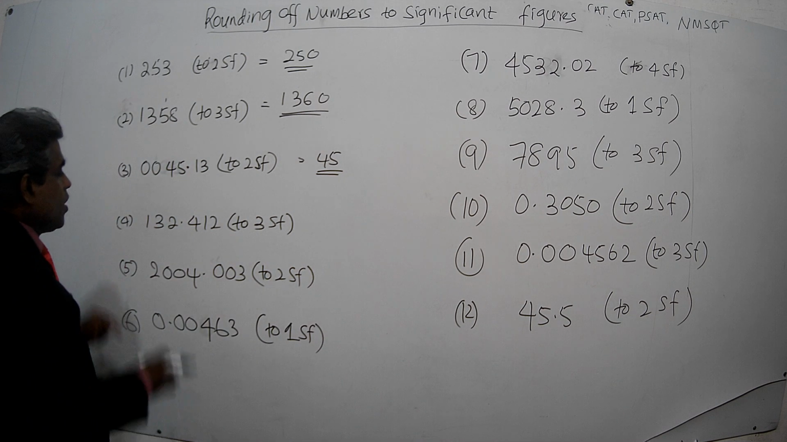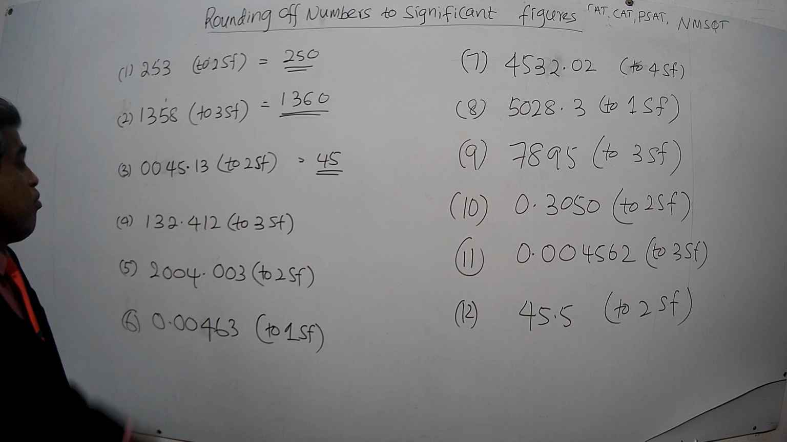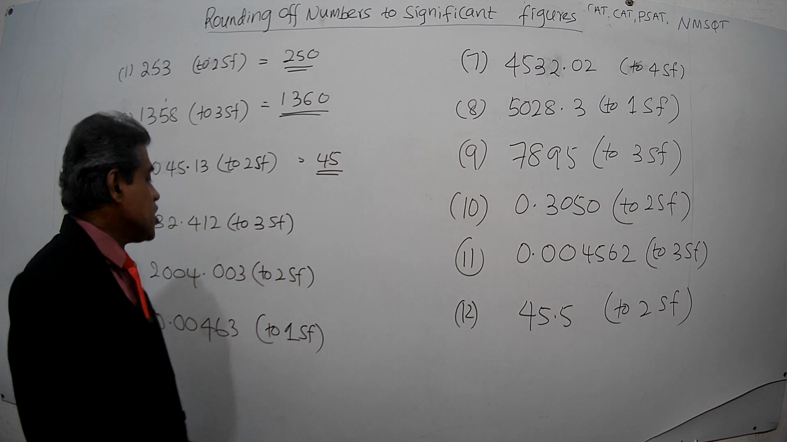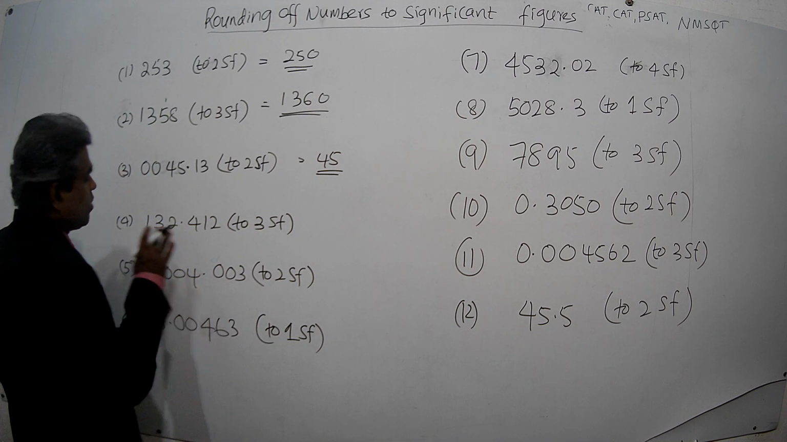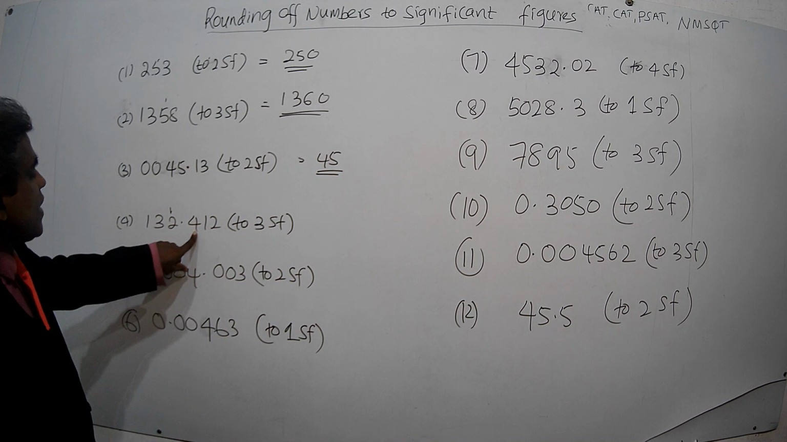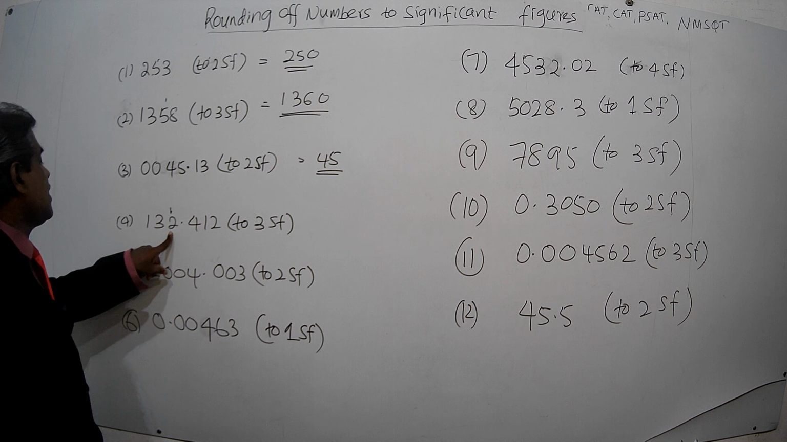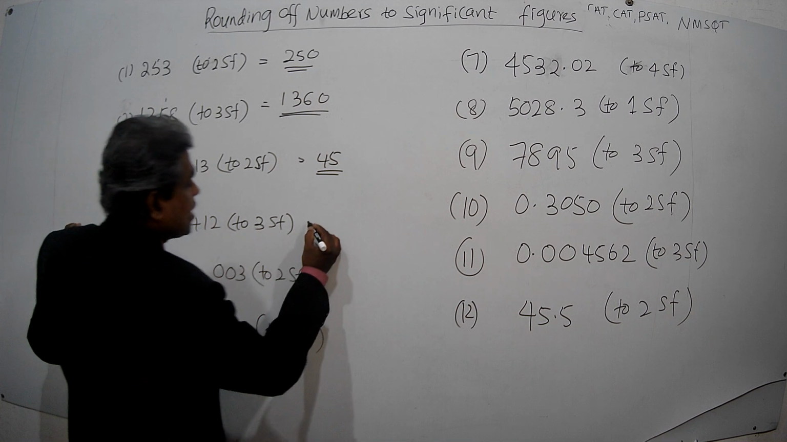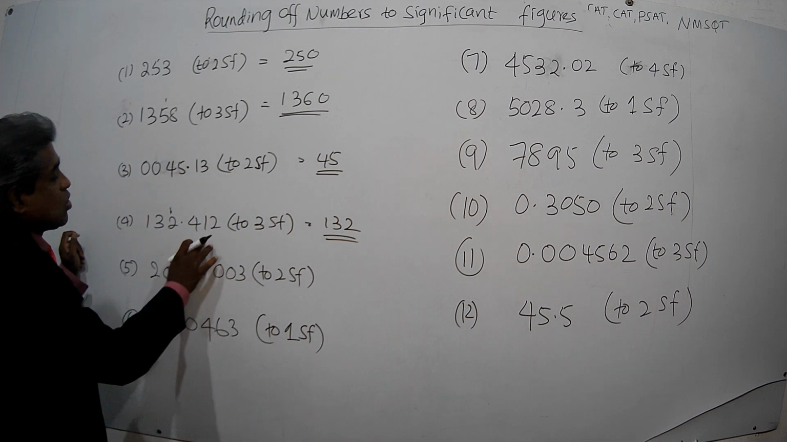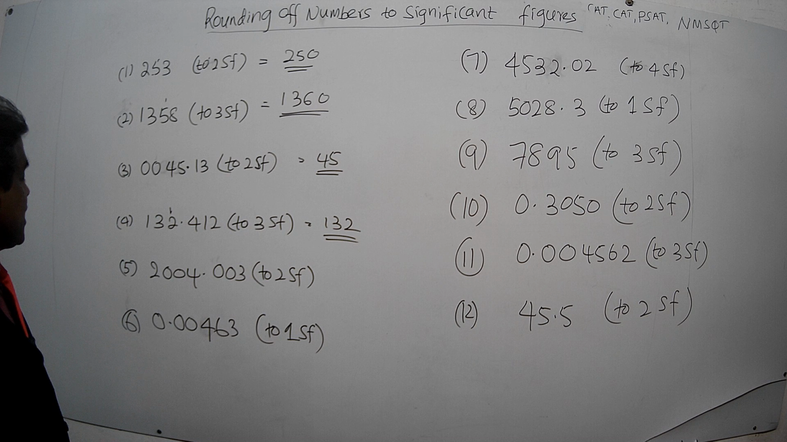Then go to the fourth one. 1132.412 to be rounded off to three significant figures. Then go to the third significant figure, 1, 2, 3. This one is the third significant figure. Then look at this one, that is less than 5. Therefore, no addition to this one. Therefore, write this number as it is. That is the answer, 1132. Right. Then these are zeros, but no need of showing those zeros because these are decimal zeros, which have no value. Right. Then next one.